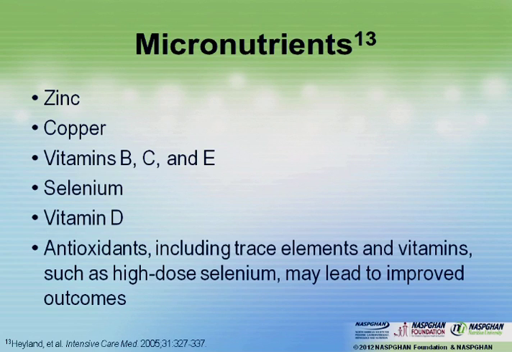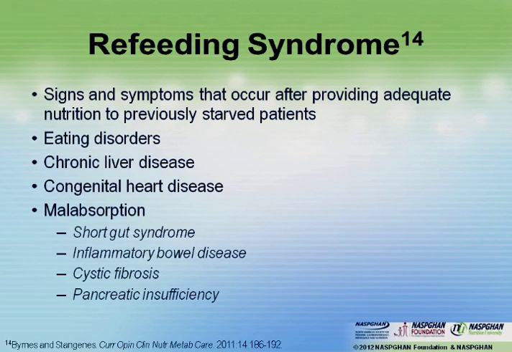Micronutrients: zinc, copper, multiple vitamins, selenium, vitamin D. Unfortunately, I think with the TPN shortage currently, there are more and more patients with deficiencies. For instance, I know one of my patients is selenium deficient, so that can be part of a problem with patients who are critically ill. We have a shortage of some of these vitamins that they may actually need. So these antioxidants, such as high-dose selenium, may lead to improved outcomes, but you need to be able to replete it.